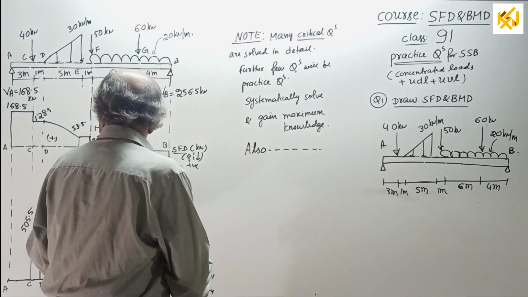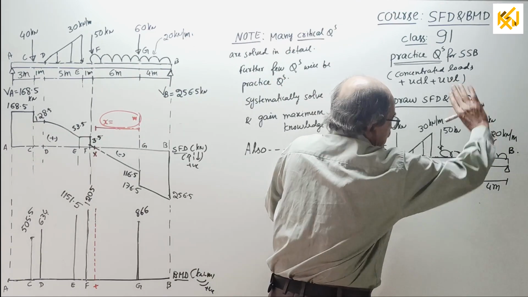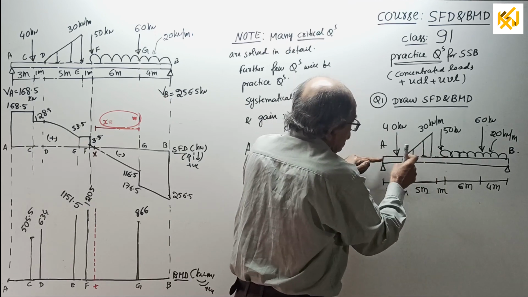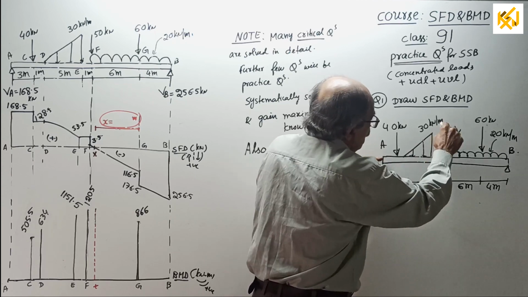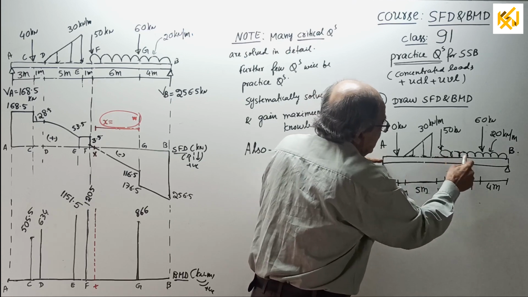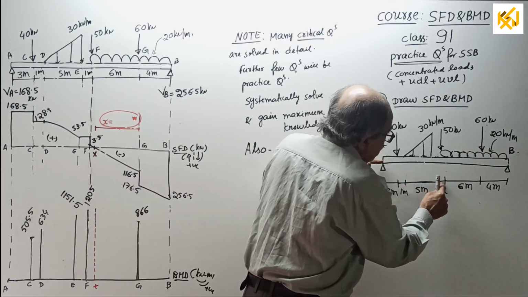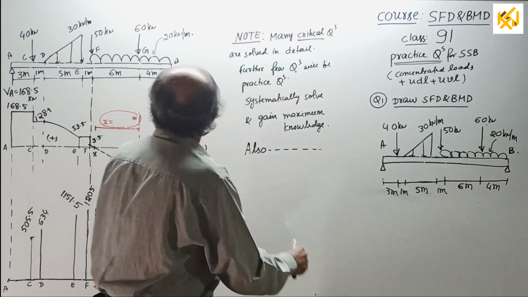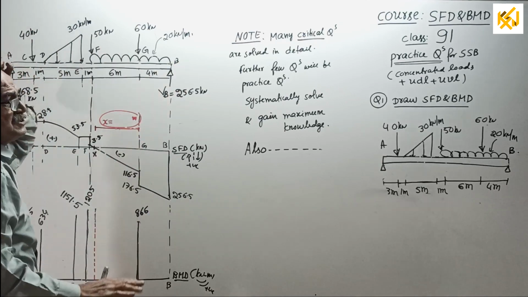Okay, now, reaction calculation. I did everything here. Only the joining is pending. Take moment about A: minus VB into 20 plus 40 into 3, plus half into 5 into 30 into 4 plus another 2/3 of 5, plus 50 into 10, plus 20 into 10, the total load, into 10, plus half of 10 into 60 into 16 equal to 0. VB will come. Sigma V equals 0, you get the value of VA.